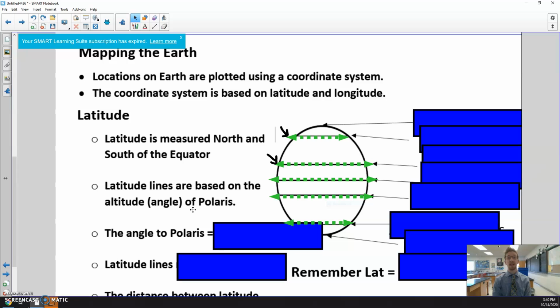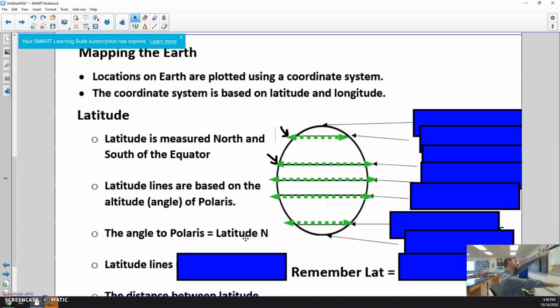And that's based off the angle to Polaris, so watch that angle to Polaris video in the latitude lab. It explains it very well. But our latitude north is the same thing as our angle to Polaris. Right, so if you see Polaris, you know you're in the northern hemisphere. And if you measure the angle from the horizon up to Polaris, that's your latitude.